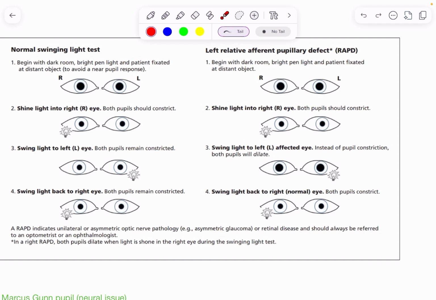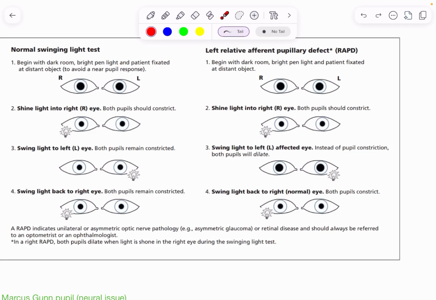So how do we detect this? First, you're going to shine light into the healthy eye. So in this case, the right eye. So as normal, both pupils should be constricting. Then you're going to swing it to the left eye. Okay, normally it would constrict.